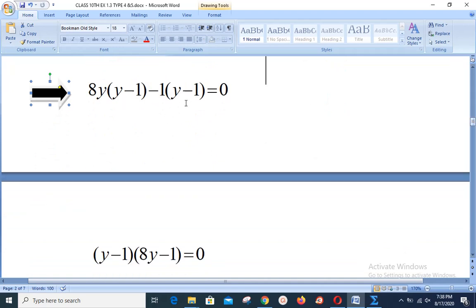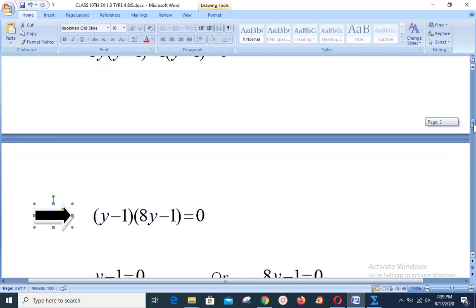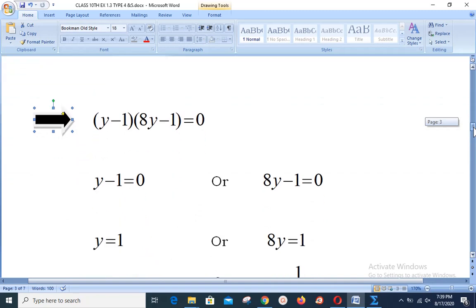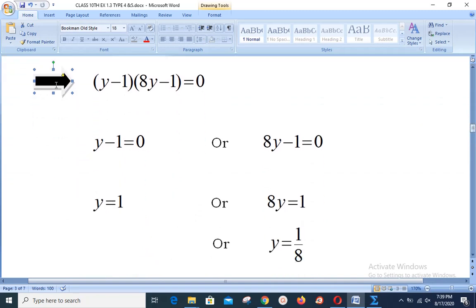Now common among both is y minus 1. Taking y minus 1 as common, we have y minus 1 into 8y minus 1 is equal to 0. Now the product of 2 is equal to 0 means either the first one is equal to 0 or the second one is equal to 0. That is either y minus 1 is equal to 0 or 8y minus 1 is equal to 0. From the first, y is equal to 1, whereas from the second, you will be having 8y is equal to 1, and in the next step dividing by 8 you will be having y is equal to 1 over 8. Now these are the values of y.